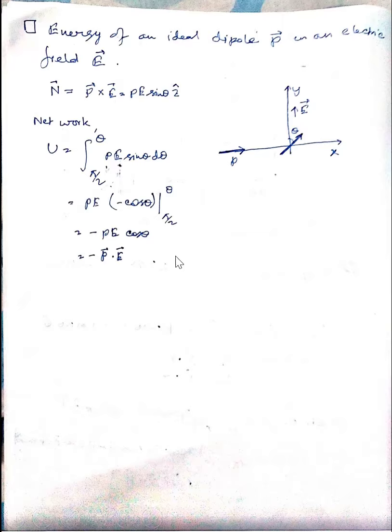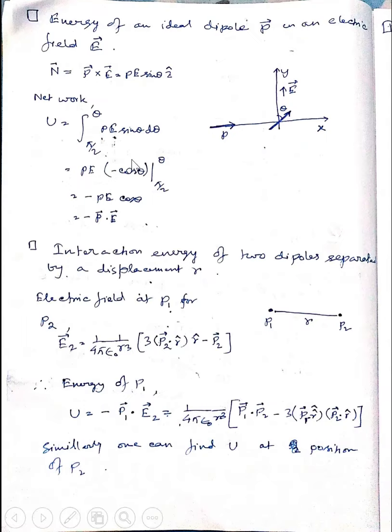Now we will find the interaction term, I mean, if there are two dipole moments. So one is P1, another is P2. Suppose two dipole moments are separated by a distance r. Then what will be the interaction energy?